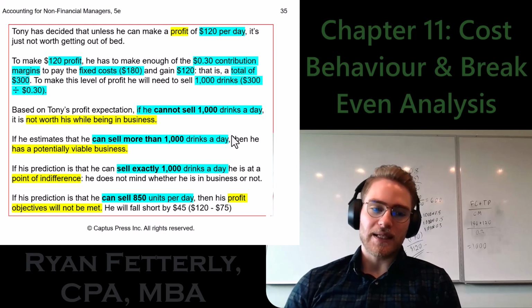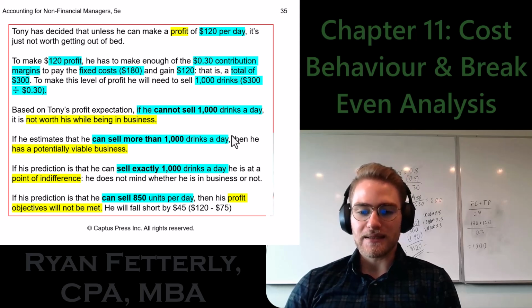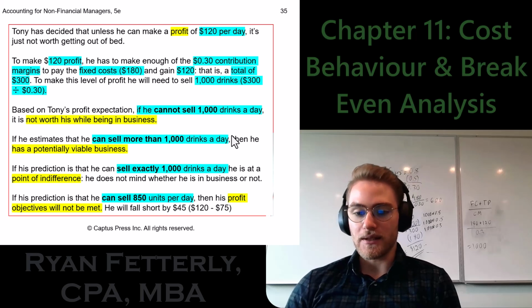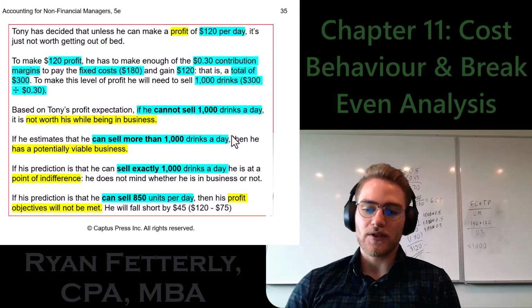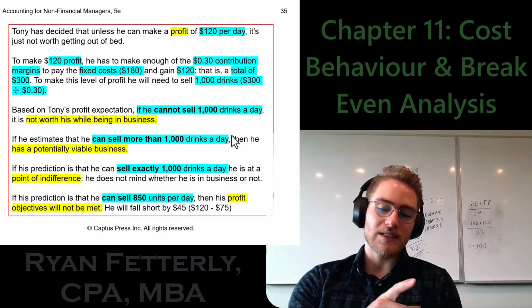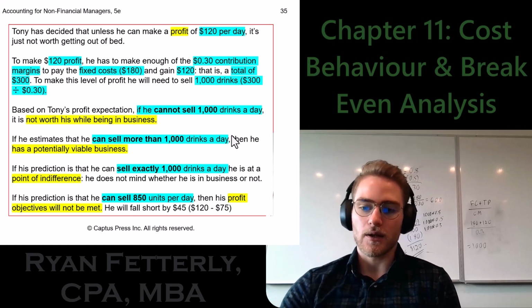So maybe he doesn't really care. Maybe he just sticks to what he's currently doing. So if this prediction is that he can sell 850 units per day, then his profit objectives will not be met, right? He'll fall short by basically $45. Because at 850 units by these calculations, we would generate a profit of $75 when we really want to generate a profit of $120. This is calculated by basically doing the difference. So 1,000 minus 850, that's 150 units difference. The 150 units difference multiplied by 30 cents gets us the $45 difference in our profit.